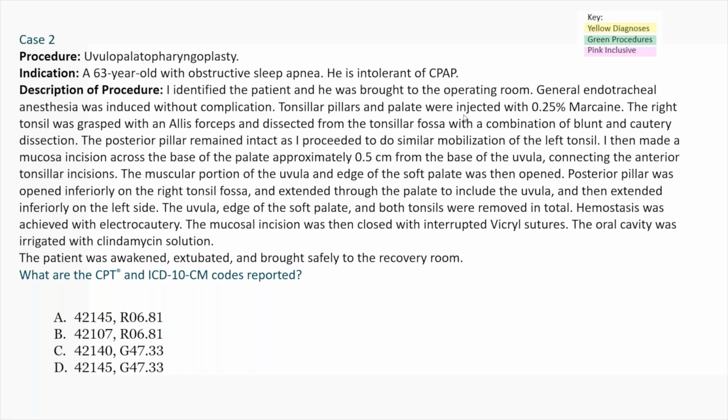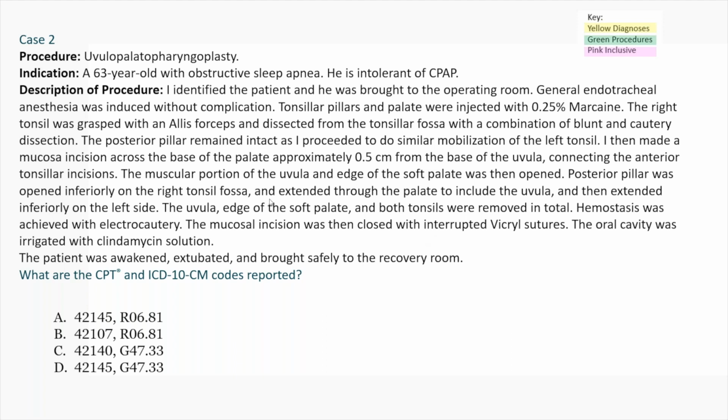Description of procedure: I identified the patient and he was brought to the operating room. General endotracheal anesthesia was induced without complication. Tonsillar pillars and palate were injected with 0.25% Marcaine. The right tonsil was grasped with an Allis forceps and dissected from the tonsillar fossa with a combination of blunt and cautery dissection. The posterior pillar remained intact as I proceeded to do similar mobilization of the left tonsil. I then made a mucosal incision across the base of the palate approximately 0.5 centimeters from the base of the uvula, connecting the anterior tonsillar incisions. The muscular portion of the uvula and edge of the soft palate was then opened. Posterior pillar was opened inferiorly on the right tonsil fossa and extended through the palate to include the uvula, and then extended inferiorly on the left side.